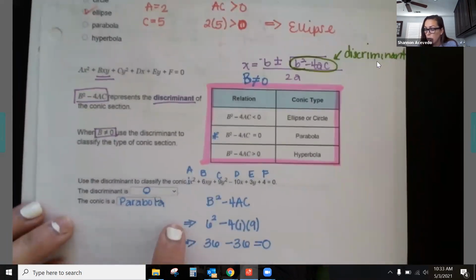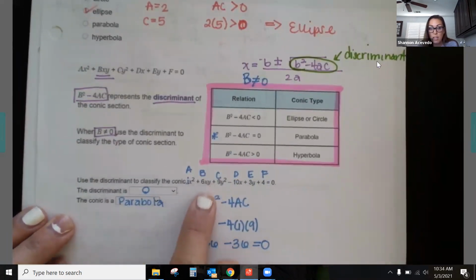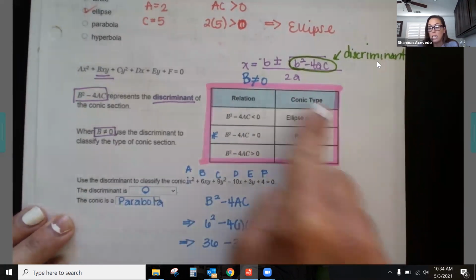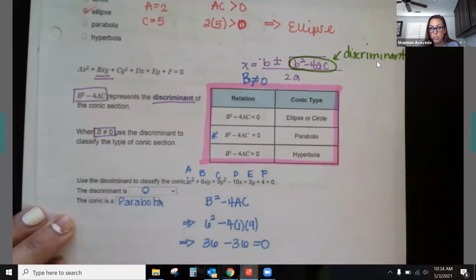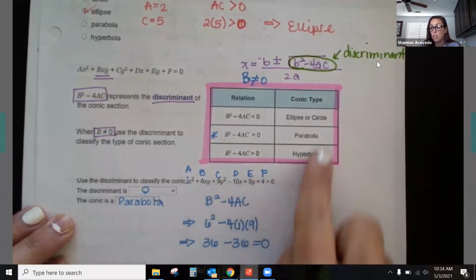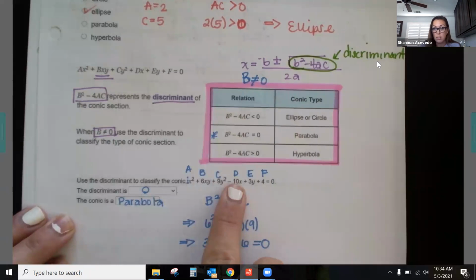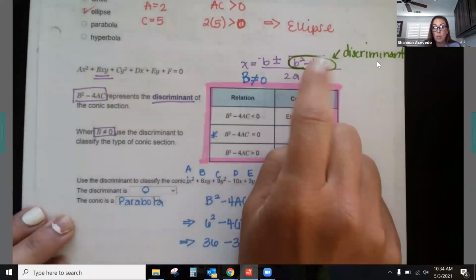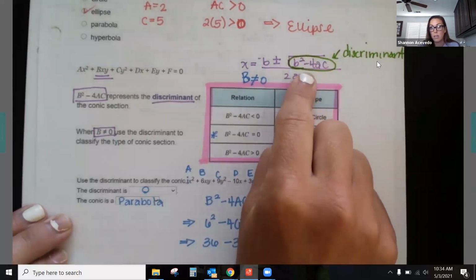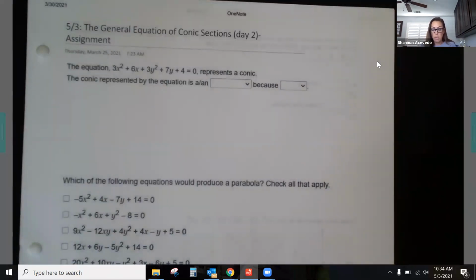In other words, in your equation, you have that XY. If you have that XY, then you need to look at the discriminant to figure out the type of conic. So 2 scenarios: you can either look at your A and C, if there's no XY term, or if there is an XY term, you need to look at what we call the discriminant. The discriminant is the piece that's under the radical in the quadratic formula. Again, the biggest struggle is going to be completing the square. So let's work through these and see what we end up with.